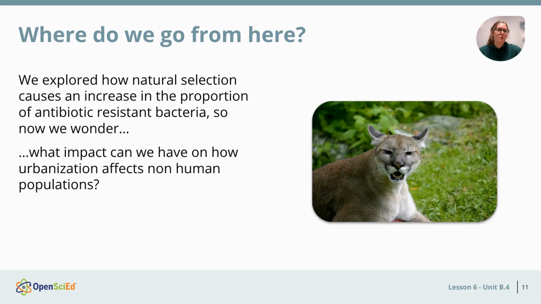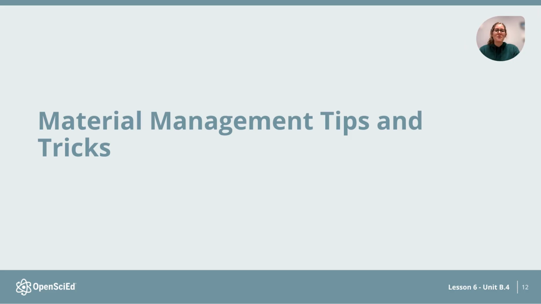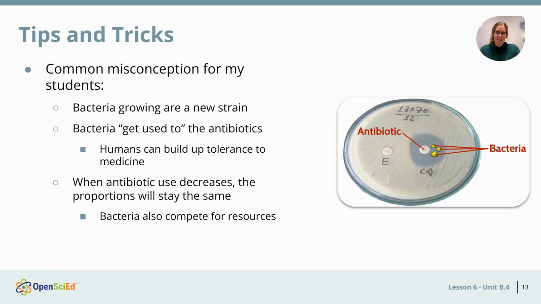All right, where do we go from here? We explored how natural selection causes an increase in the proportion of antibiotic-resistant bacteria. So now we wonder, what impact can we have on how urbanization affects non-human population? All right, material management tips and tricks.